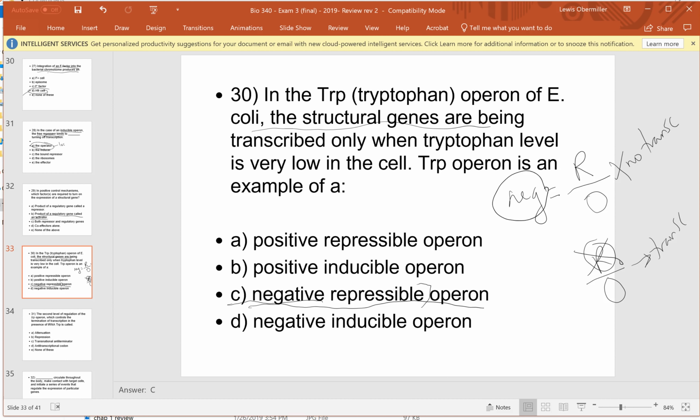So there's a negative, and in the tryptophan operon, remember that there's no repressor present, and so the operator is free, not having anything bound to it, and so transcription occurs. So that's negative, and then it's repressible because if we increase the level of tryptophan, it decreases the level of transcription, thus repressing the whole operon. So the answer is that it's a negative repressible system.